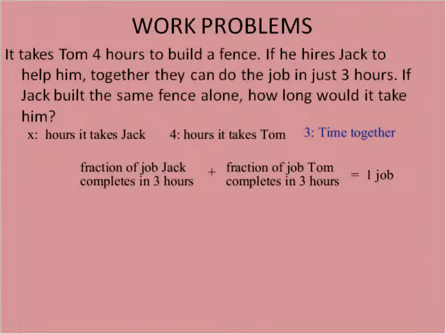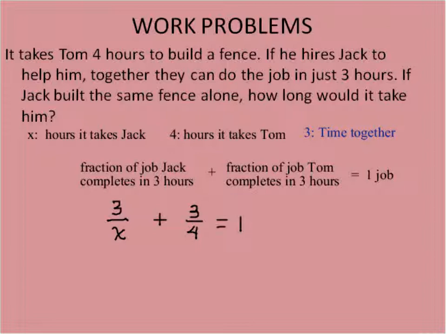Okay, so the fraction of the job that Jack completes in 3 hours will be 3, the total time it takes them to complete the job, over the number of hours it takes Jack. So Jack can complete the job in 3 over X. And then plus the fraction of the job Tom completes in 3 hours would be 3 over his total time, which is 4. So he completes 3/4 of the job, and we're looking at how much Jack completes, adding it together, and that equals 1 total job.